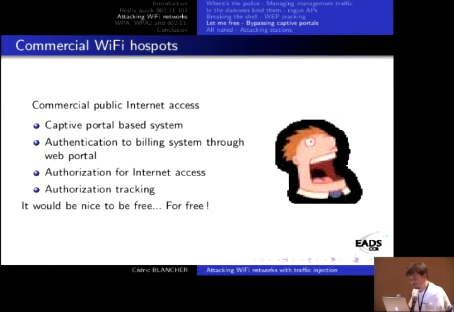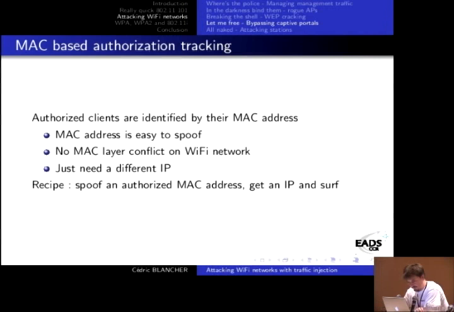And the thing with all these networks is the way they are tracking authorization. Once a guy is authenticated, how do they track the authorization and prevent other people from using it? So that we'll see. During pen tests, I've seen 3 ways of tracking authorized clients. The first one is MAC address based.